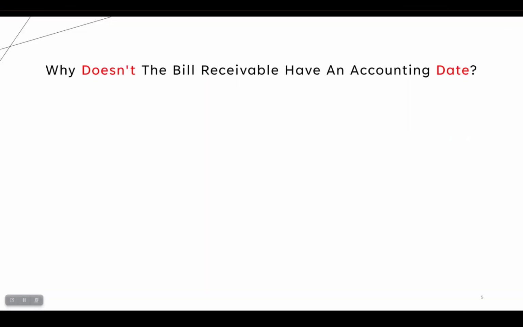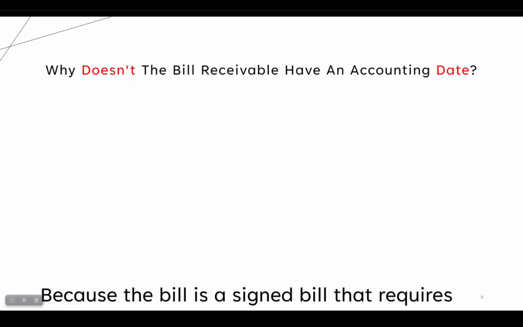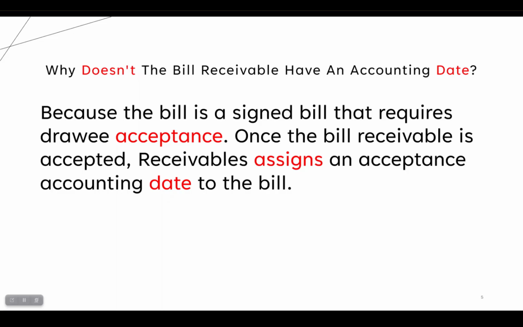What next? This is the section for answering some questions. Why doesn't the bill receivable have an accounting date? Again, as I told you before, maybe the bill receivable is a signed bill that requires drawee acceptance, requires the customer to accept it. Once the bill receivable is accepted, receivables assigns an acceptance accounting date to the bill.